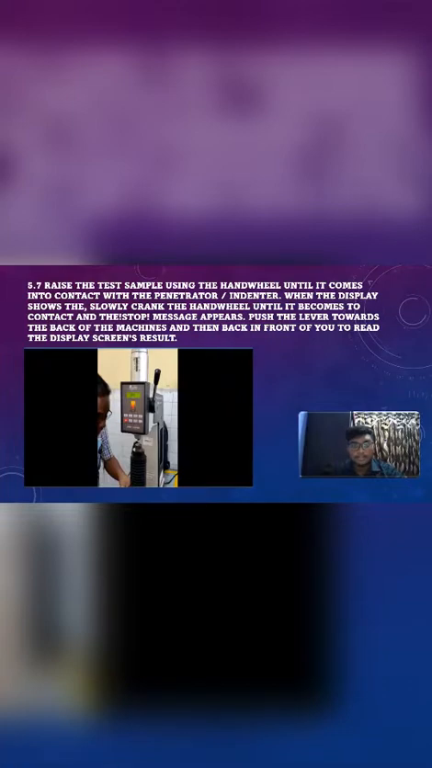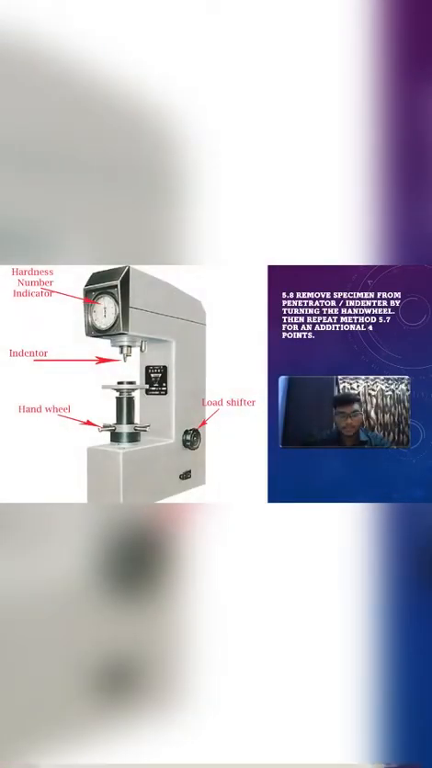When the display shows, slowly crank the hand wheel until it comes into contact and the stop message appears. Push the lever to the back of the machine and then back in front of you to read the display screen's result. 5.8. Remove the specimen from the penetrator or indenter by turning the hand wheel, then repeat the method in 5.7 for an additional 4 points.